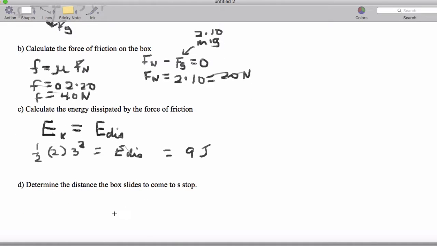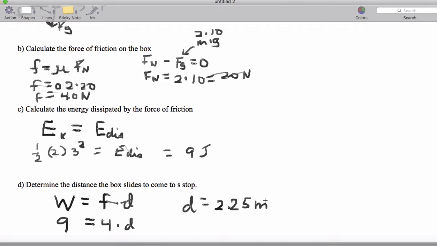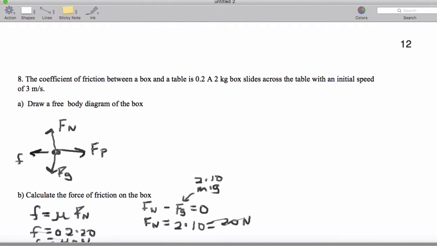Lastly, determine the distance the box slides to come to a stop. We've got work is friction force times the distance. That's going to be the work is 9 joules equals our friction force, which we got as 4 newtons, times the distance. And so our distance is going to end up being 2.25 meters. All right, so that's question number 8.